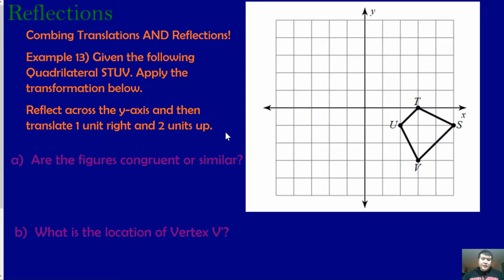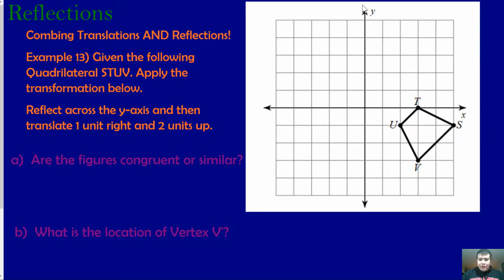So what we're going to do is combine translation and reflections. Okay, so we can do multiple transformations at a time. So given the following quadrilateral STUV, apply the transformation below. So reflected across the y-axis, then translate 1 unit right and 2 units up.